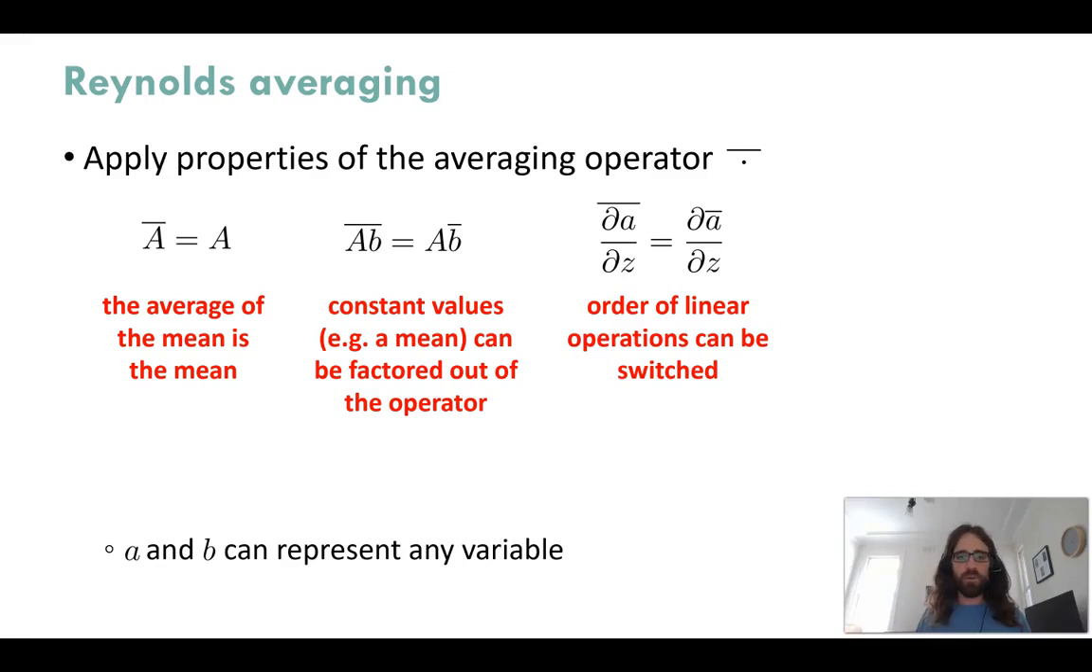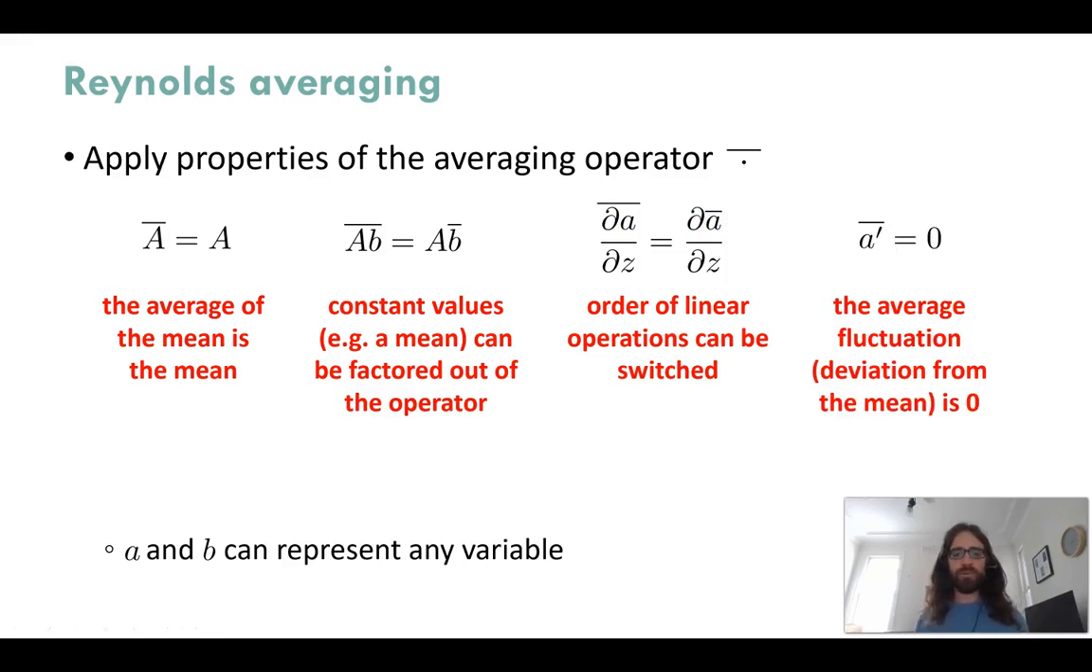The next rule is that the order of linear operations can be switched. So integrals and derivatives are both linear operators, and it happens that it doesn't matter which one you do first as long as you do both of them. So if you have the time average of a derivative, it's exactly the same as taking the derivative of a time averaged value.